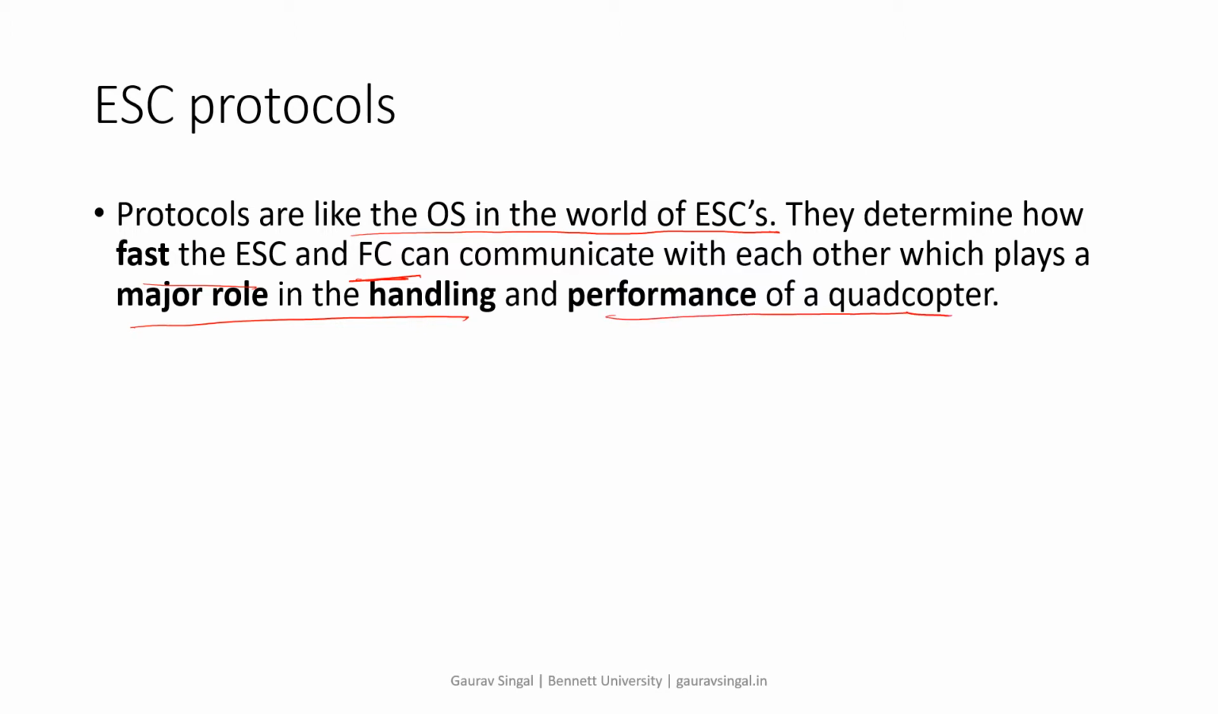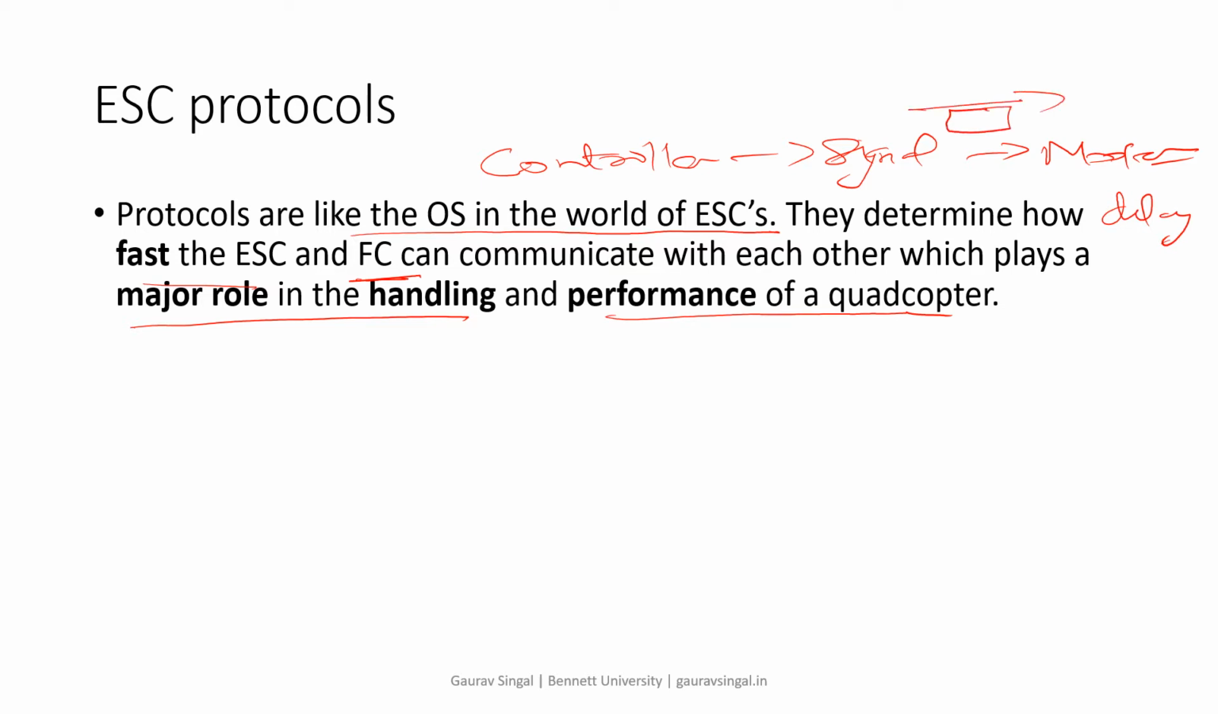Suppose a controller is transmitting some signal and the signal is reaching the motors with delay, then there is no benefit. This is the role of the ESC, to move it fast so it can act as soon as possible. So if it is highly responsive, then your drone will be reliable, else there is no benefit.